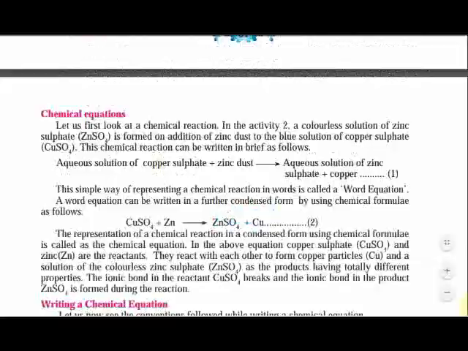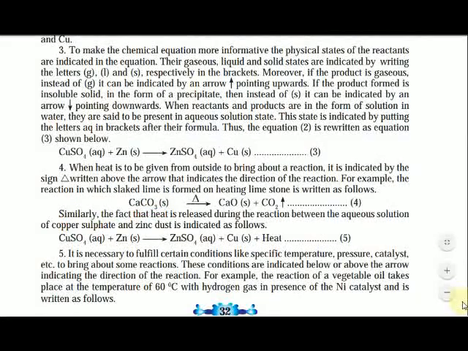Now we are going to see CuSO4 plus Zn. Similarly, to make a chemical equation more informative, the physical states of the reactants are indicated in the equation. Only CuSO4 you have written, it is not enough. What do we have to write down? Their states we have to write down. Gaseous, solid, liquid, aqueous. These states should be written over there.